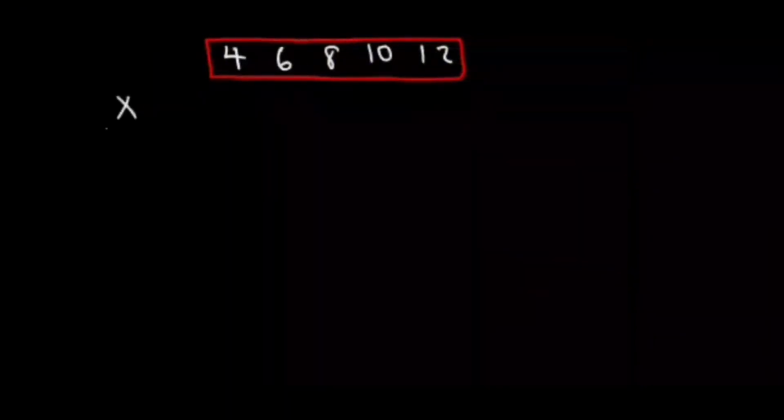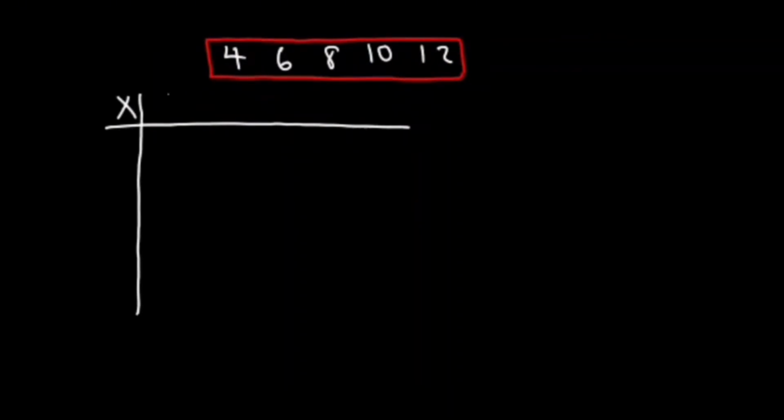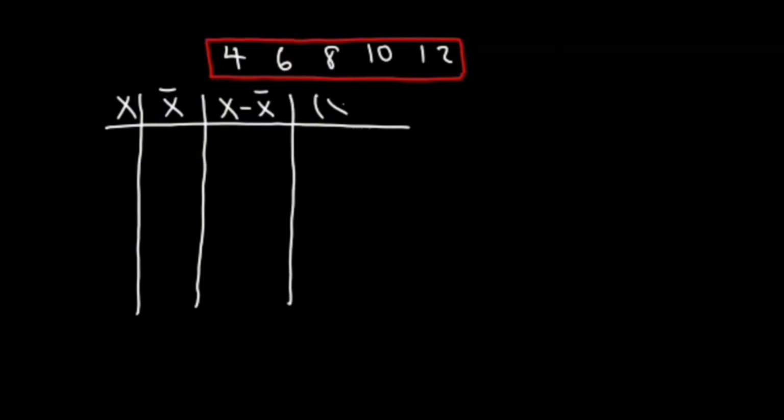So let's construct the table first. So we have x, x bar, and x minus x bar, the deviations, and then the square of the deviations. So our x values are 4, 6, 8, 10, and 12.